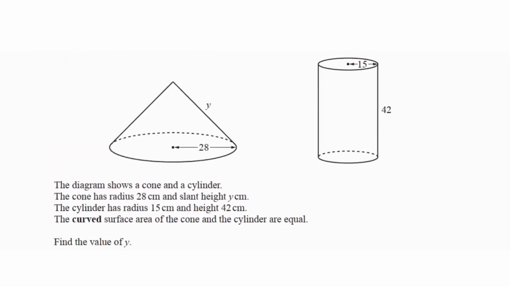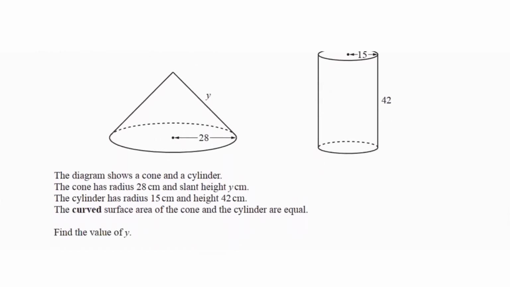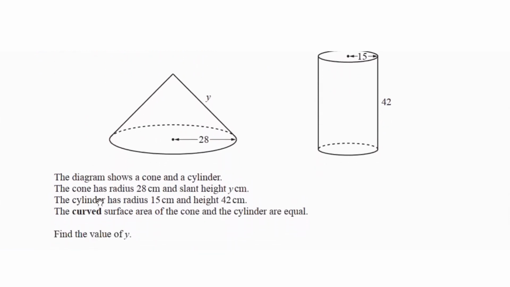Question 24 says, curved surface area of a cone is pi RL. The diagram shows a cone and a cylinder. The cone has a radius of 28 centimeters and a slant height of y centimeters. The cylinder has a radius of 15 centimeters and a height of 42 centimeters. Curved surface area of the cone and the cylinder are equal. Find the value of y.